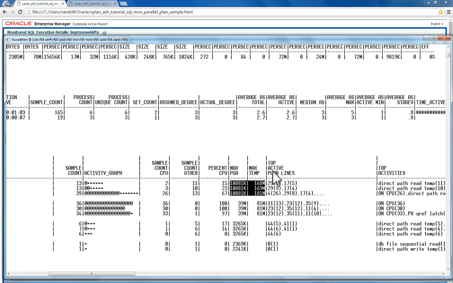Then this section here is what I already mentioned, it is about the top active plan lines per process. So what is the meaning here?